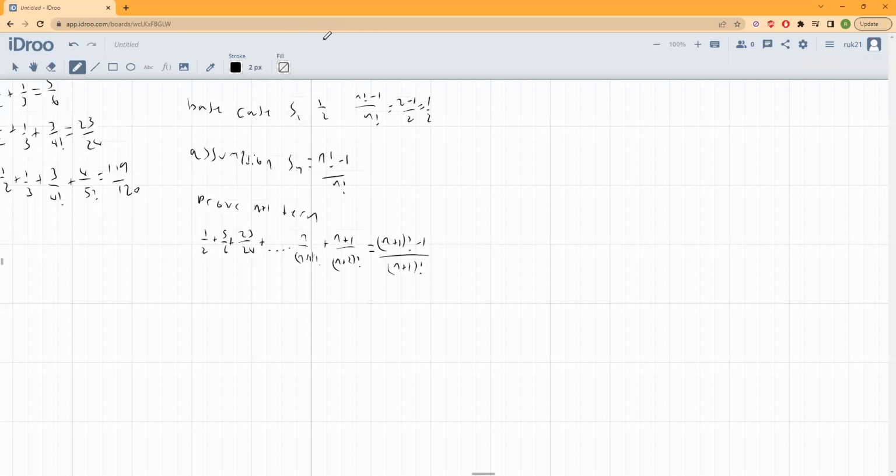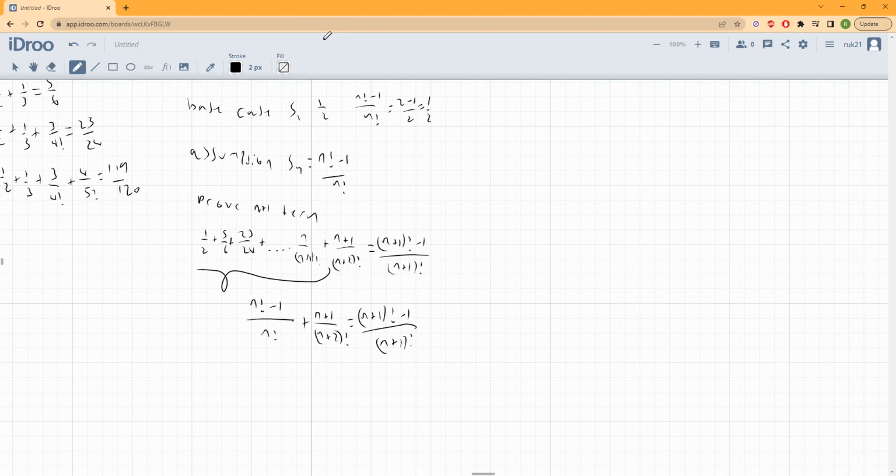So the way we can begin proving this is that we know that all of this, via our assumption, is equal to n factorial minus 1 over n factorial. So n factorial minus 1 over n factorial plus n plus 1 over n plus 2 factorial should equal n plus 1 factorial minus 1 over n plus 1 factorial. So now we're going to just look at the left side and try to make it equal to the right side.